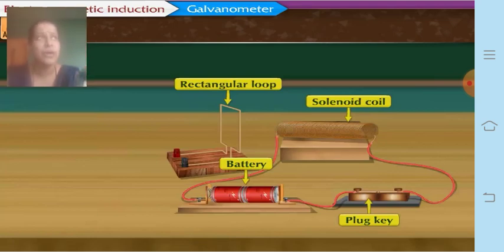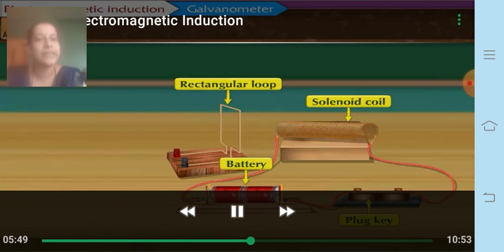So instead of using a bar magnet, we will use a solenoid coil, which produces the magnetic field. This is also called mutual induction. Mutual induction means that the current is passed in one setup, a solenoid coil, which produces the magnetic field, and with the effect of the magnetic field of this solenoid coil, the current is induced in the other loop. That is called mutual induction. So that was electromagnetic induction. This is also electromagnetic induction, but this one is called mutual induction.